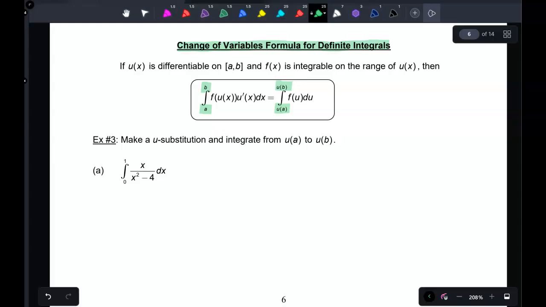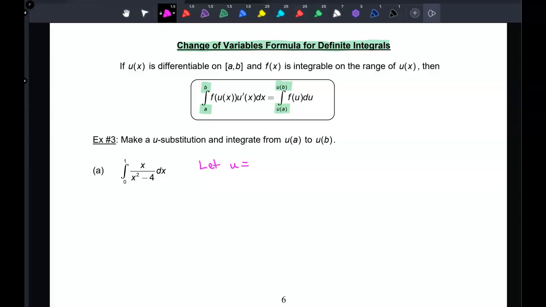Okay? What are we going to let u equal to here? X squared minus 4. Okay, what is du equal to? 2x dx. Now, I have an x and a dx, but I don't have the 2. So I'm going to compensate by multiplying everything times a half. Okay. I want to change u of 0 and u of 1 into my new limits of integration.